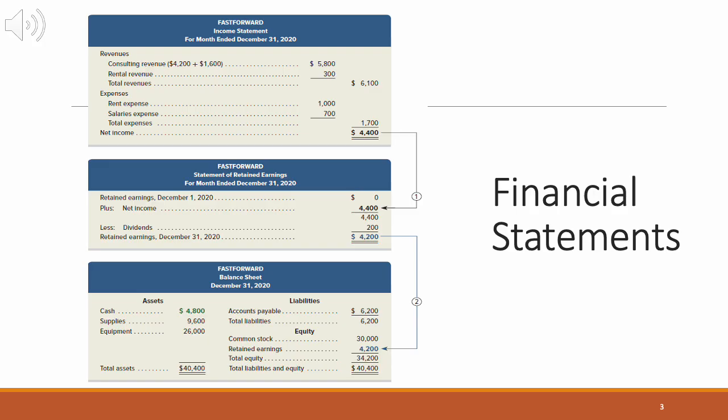On the balance sheet, assets total $40,400, liabilities total $6,200, and equity totals $34,200. Notice that the accounting equation holds true. Assets equals liabilities plus equity.